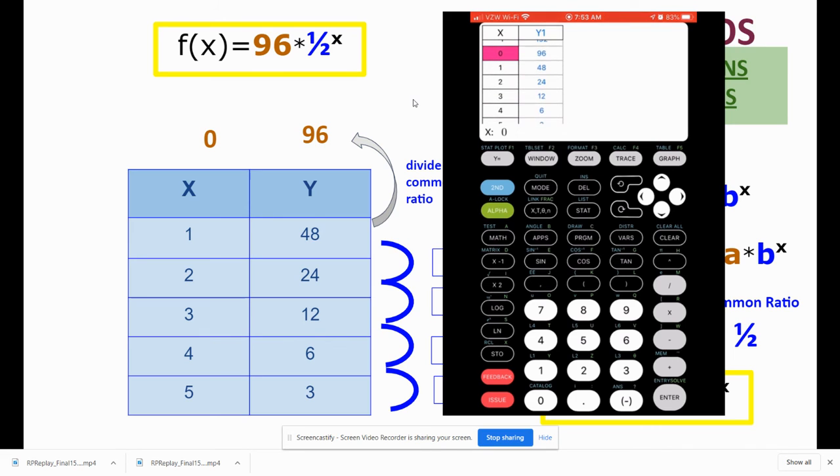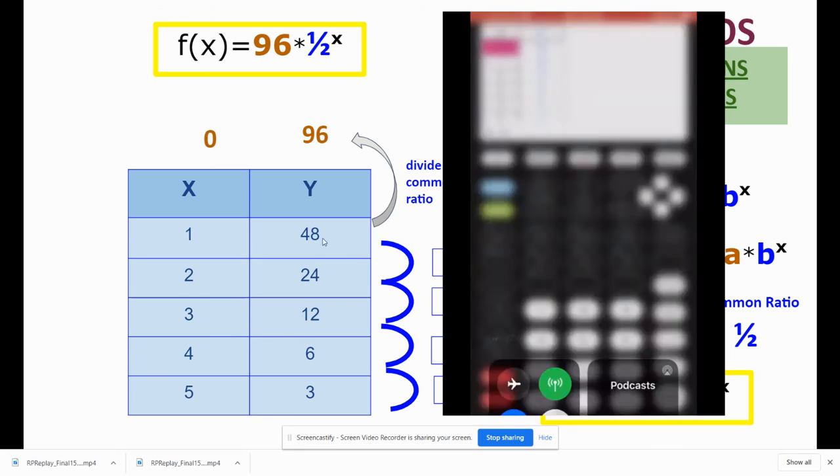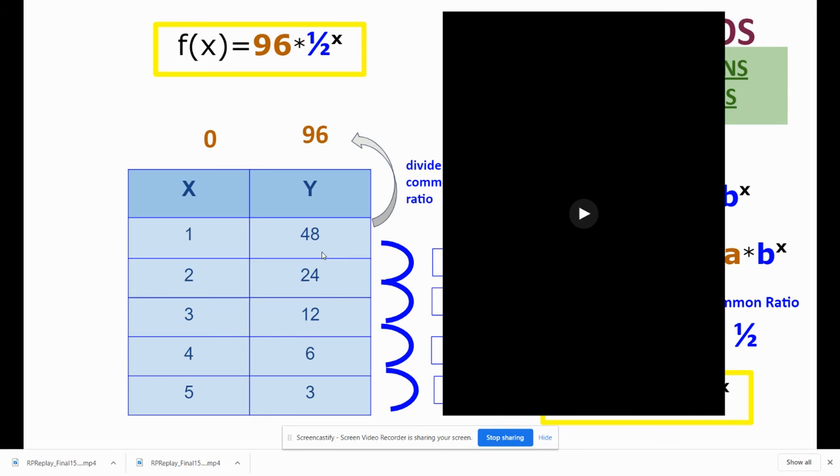But look, when I put this in y equals on the calculator, I can check the table by hitting second and graph. Second graph gives me the table. And notice that the table on the calculator matches the table that you see on the problem. And like a boss, I'm done. So it is not that hard.